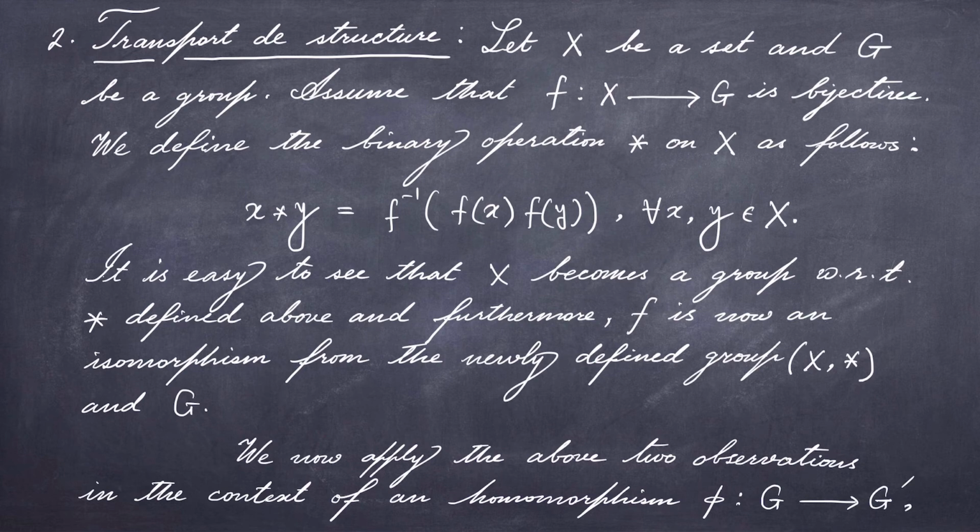So for any two elements small x and small y in capital X, we first send them to G by f. Now once they are inside G, we can consider their product because G is a group. So once the product is taken inside G, now using f inverse, we come back to X. So that's how for any two elements x and y, x star y is defined.